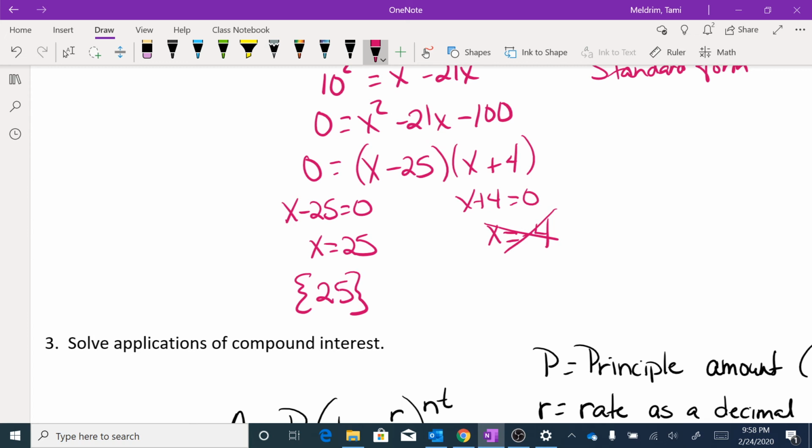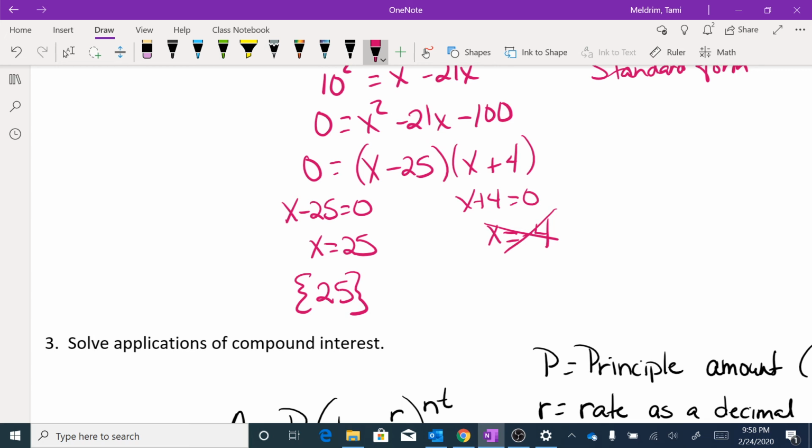Looking at the last thing we're going to talk about, and this is a compound interest formula. Okay, the compound interest formula. I have the formula written right here. A is how much is in the account once we've had all this interest paid to it. Okay, P is your principal amount. It's the amount of money we're starting with.